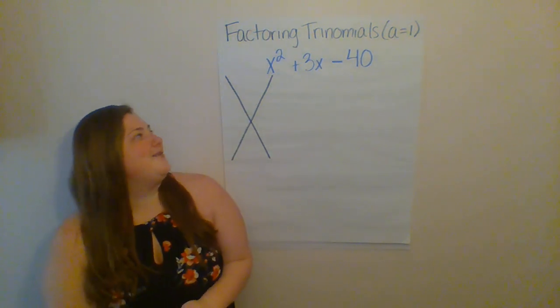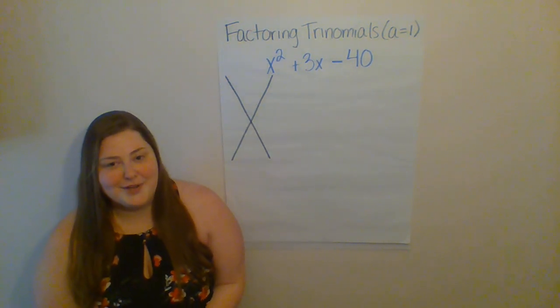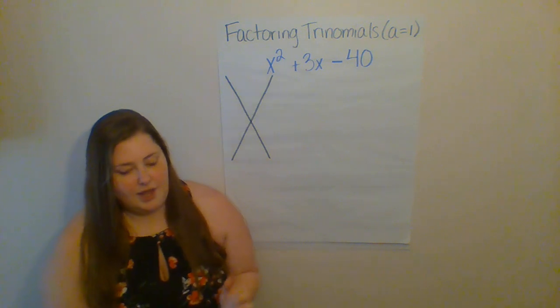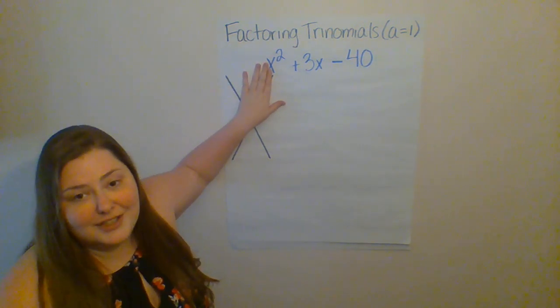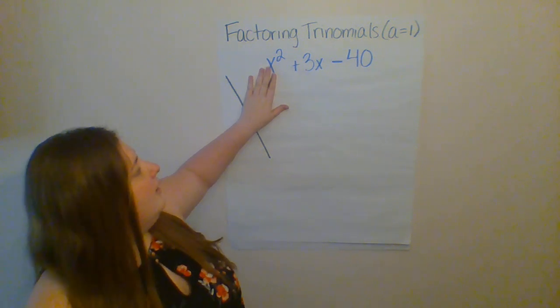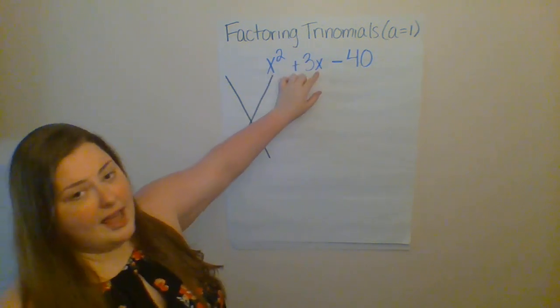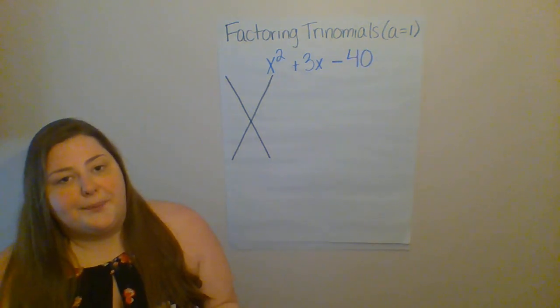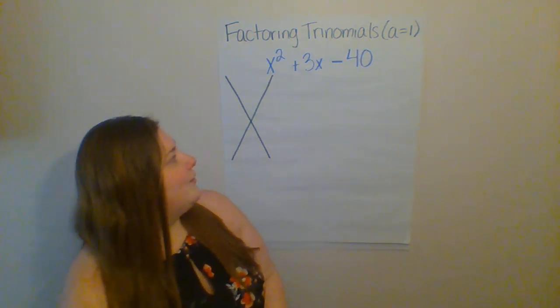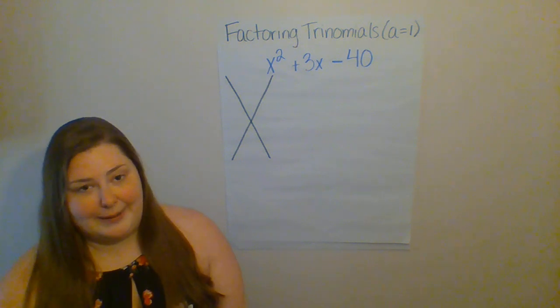Alright, in this video we are talking about factoring trinomials when a is 1. So a refers to that number in front of x squared. B is whatever number is with the x in the middle, and c is your constant. So, in this example we have x squared plus 3x minus 40.